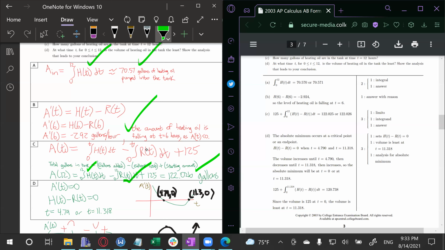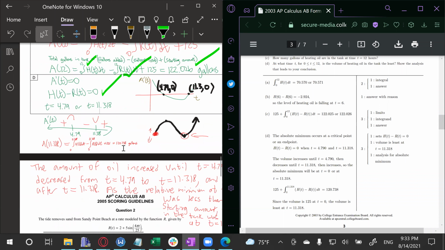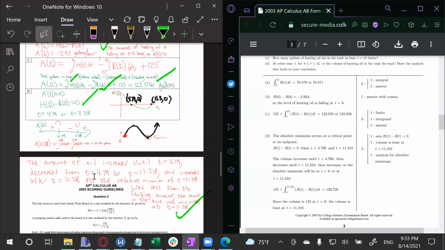Okay, for part D, set h(t) minus r(t) equal to 0 for the first point. We did that here. The volume is least at 11.318. And the analysis for the absolute minimum means we checked against the start point as well. And we did do that. We checked against the starting amount of 125. So that's 9.79 total, and we should get full credit for that as well.